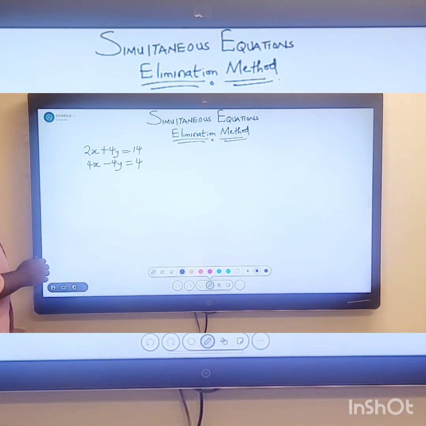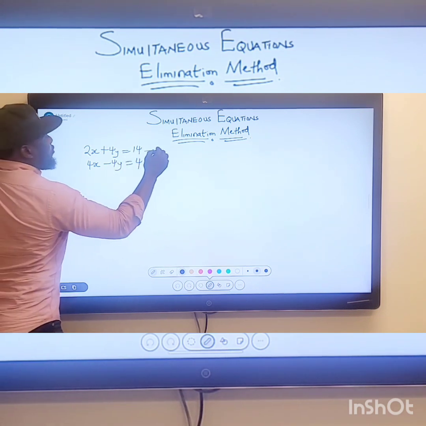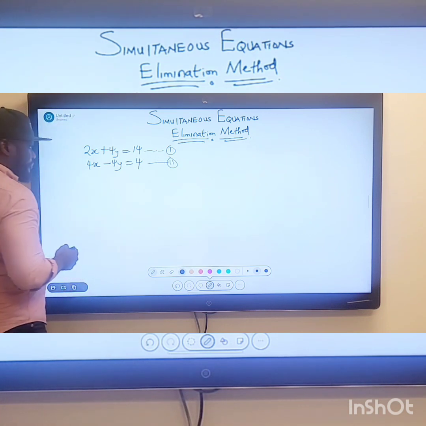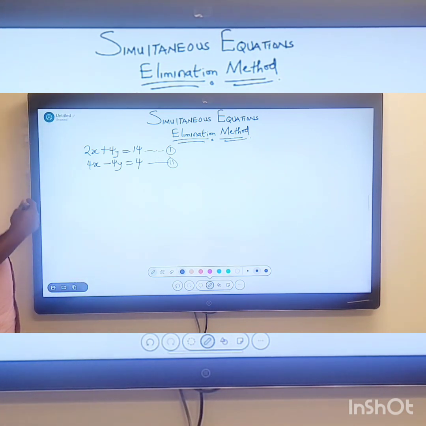Very simple. What do you do from here? Now you need to understand that this is equation 1, and this is equation 2. For the elimination method, we want to eliminate one of the variables, and then we get one of them, and once we get one, we substitute back in either equation 1 or 2 to get the second variable.